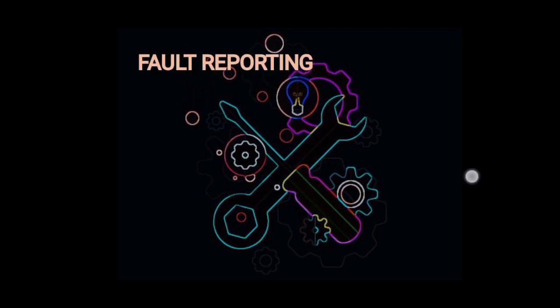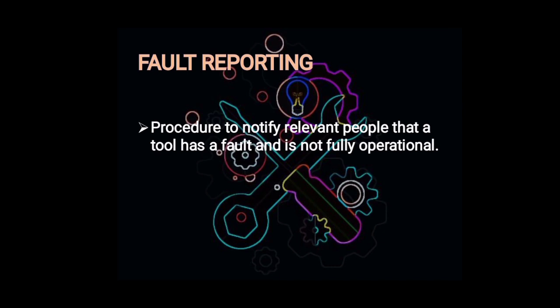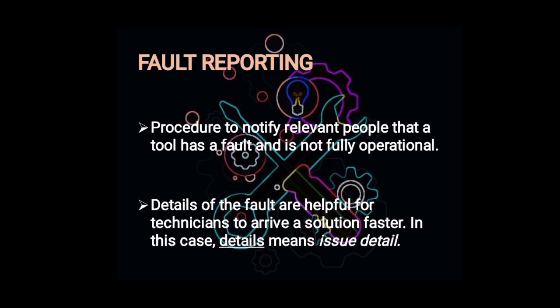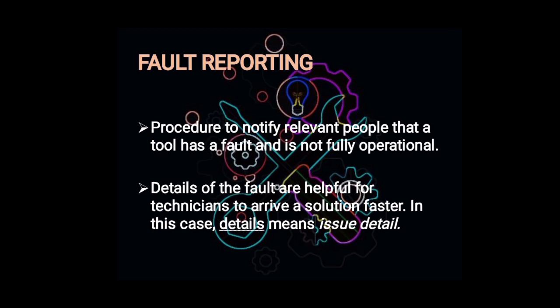Fault reporting. Fault reporting is a procedure to notify relevant people that a tool has a fault and is not fully operational. Details of the fault are helpful for technicians to arrive at a solution faster. In this case, details means issue detail. When reporting a fault, it is important to be specific on which area has an issue in order to be addressed immediately by the technician.